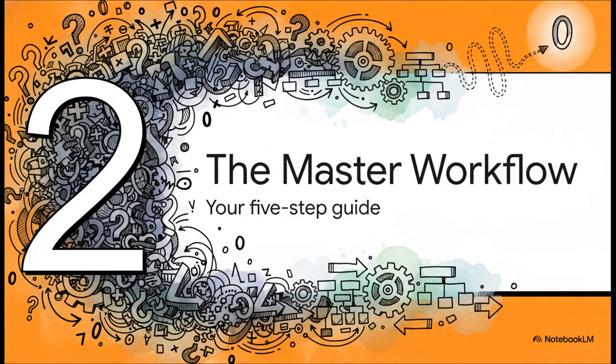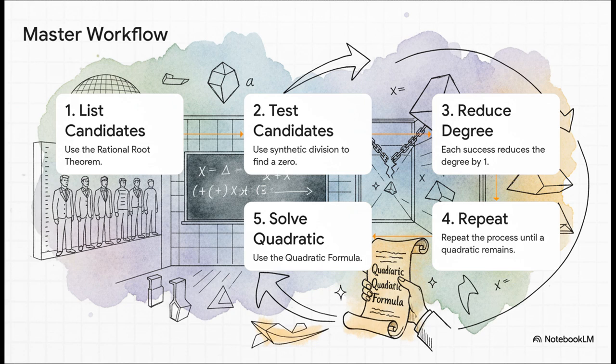So now that we have the rules down, it's time for the secret weapon. This is our master workflow, a reliable step-by-step process that takes all the guesswork out of finding zeros. It turns a chaotic search into a clear, methodical hunt. And here it is. Step 1, we use the rational root theorem to line up all our potential suspects. Step 2, we interrogate them using a slick technique called synthetic division. Every time we find a zero that works, we get to reduce the polynomial's degree, which makes our problem way simpler. We just repeat that process until we're left with a basic quadratic equation, which we can always crack with a good old quadratic formula.